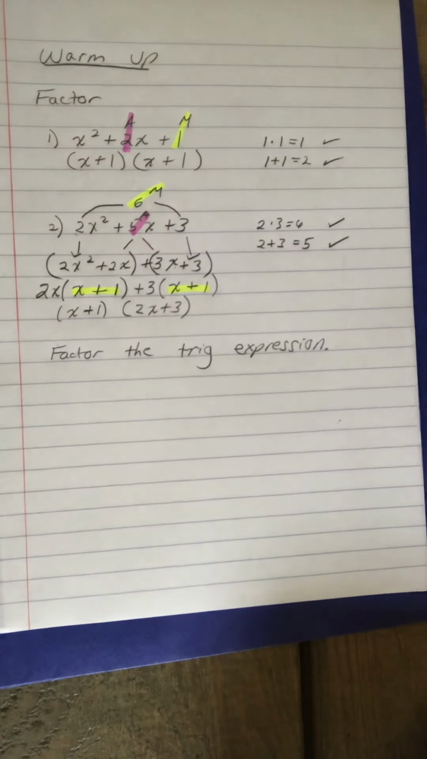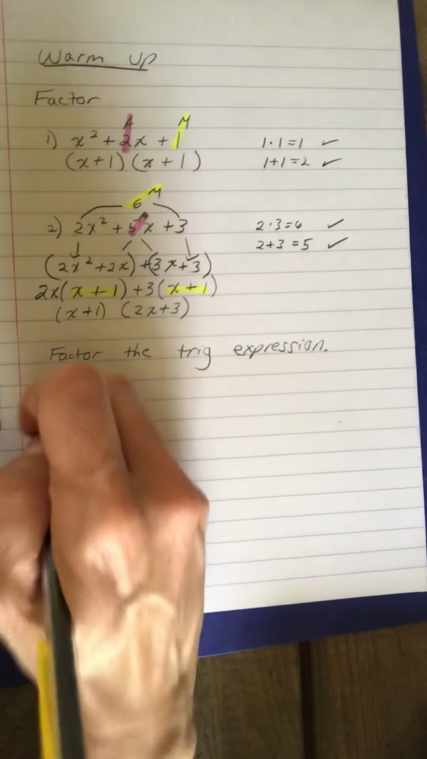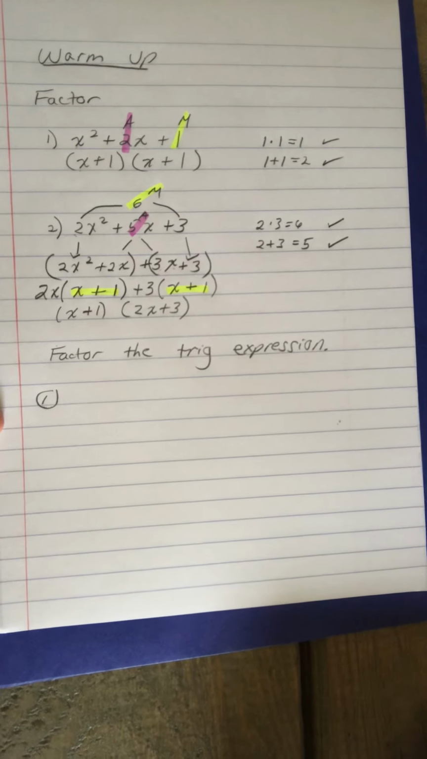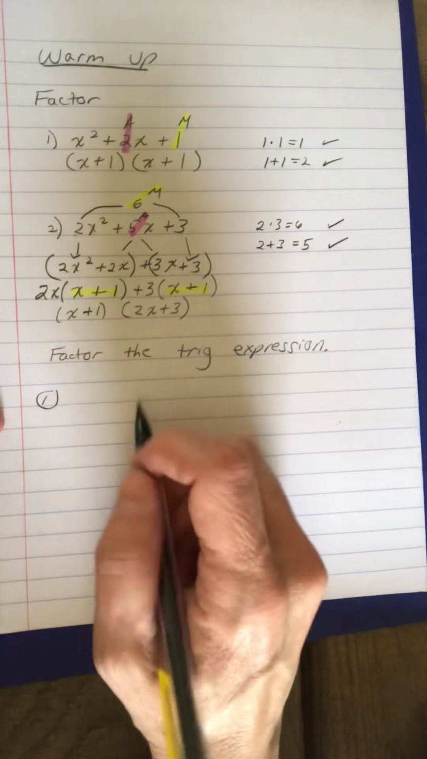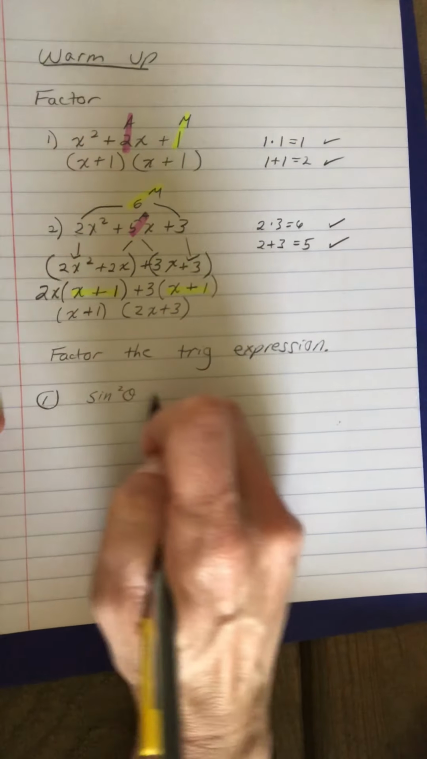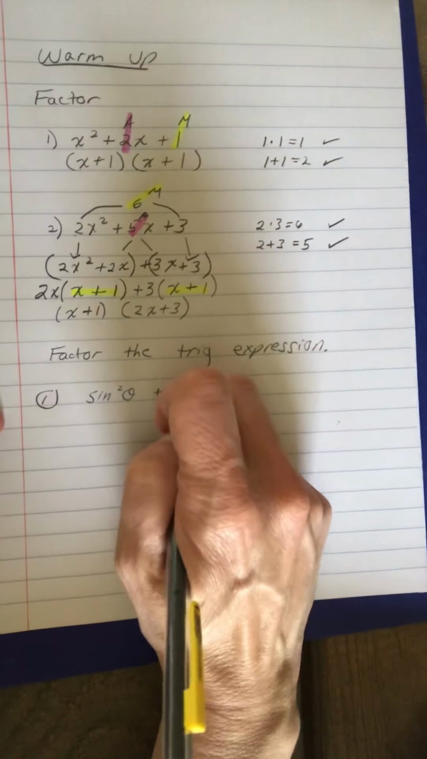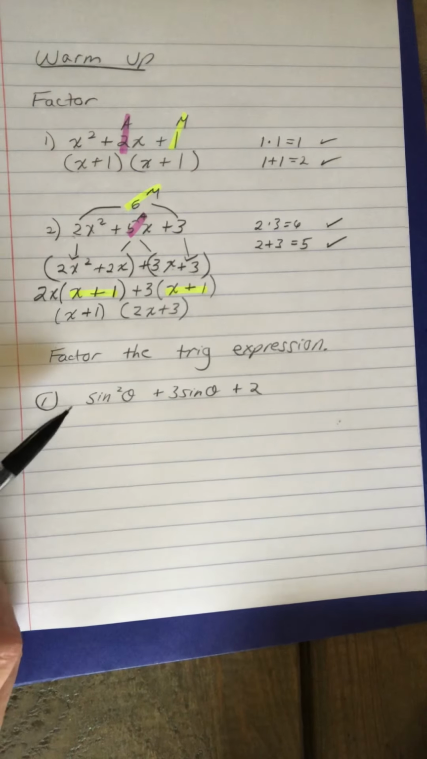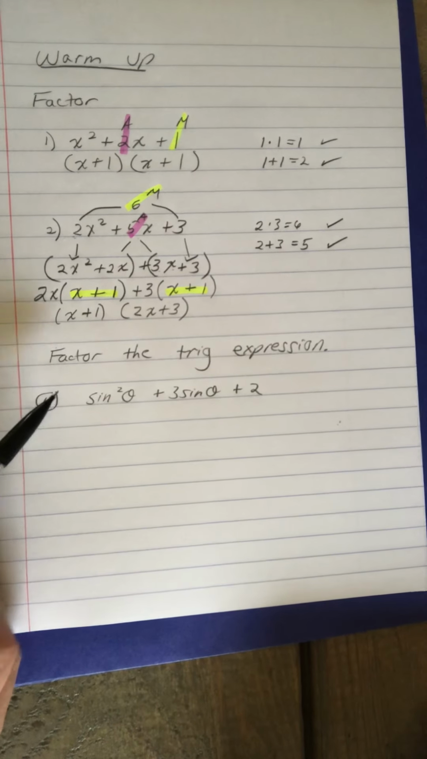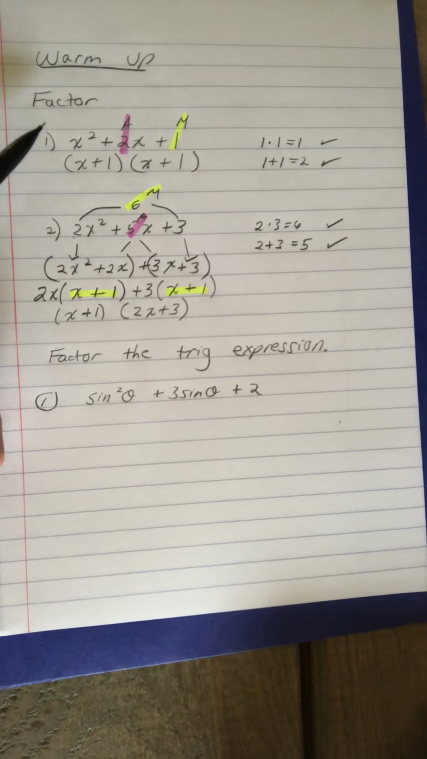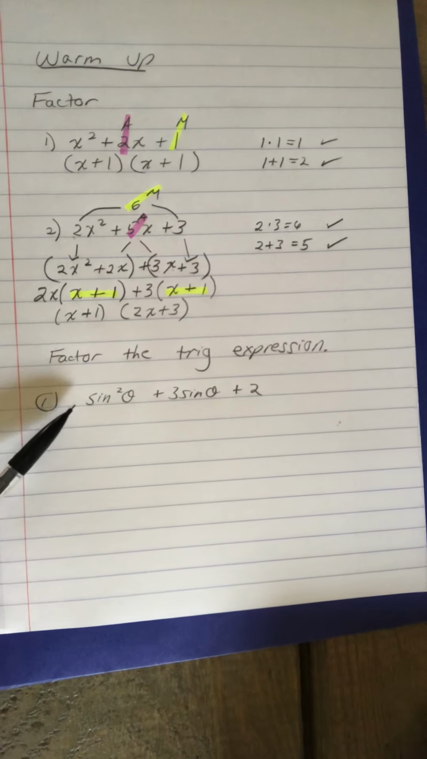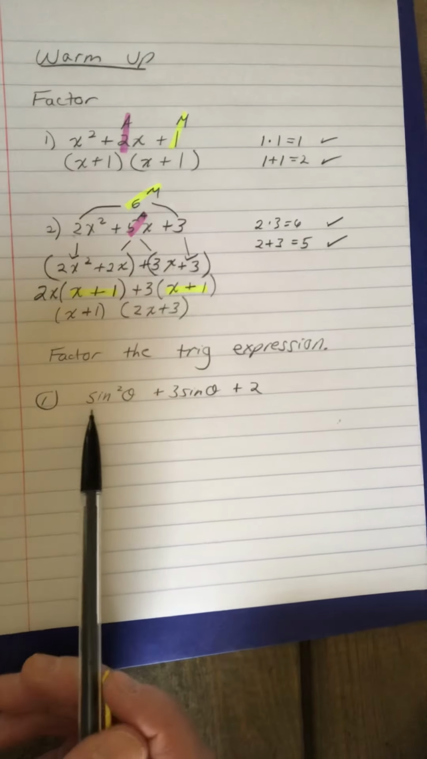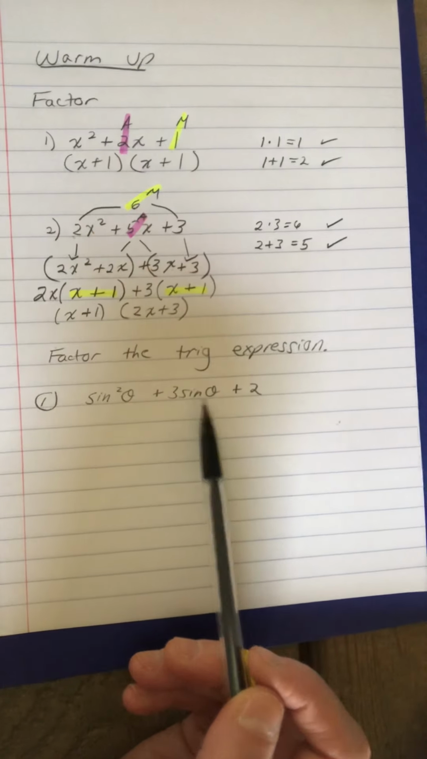All right. So let's take a look at a basic one, in the sense that we're going to use the same method that we used in our warm-up for example 1. I'm going to give you sine squared theta plus 3 sine theta plus 2. Because my leading coefficient is 1, I'm going to treat this the same way that I treated the problem up here. I can use basic factoring, and I know I have to factor because I have a sine squared, a sine theta, and a 2.